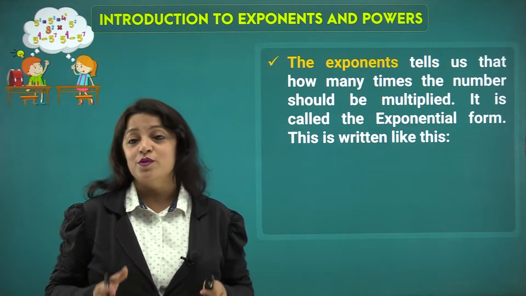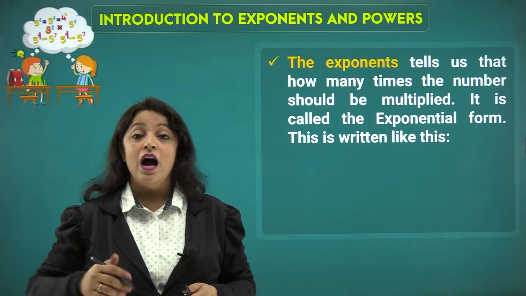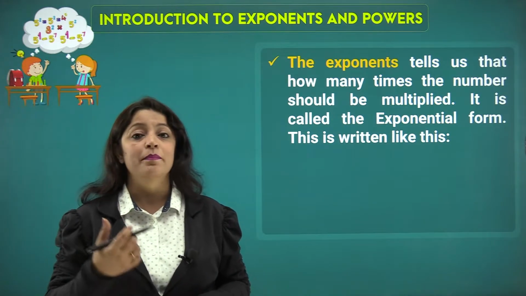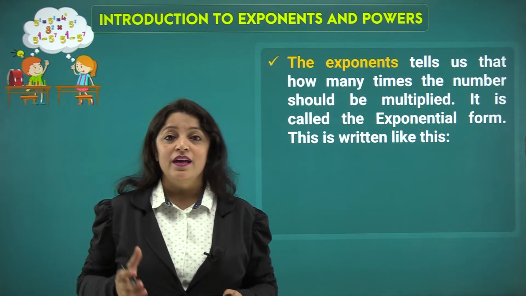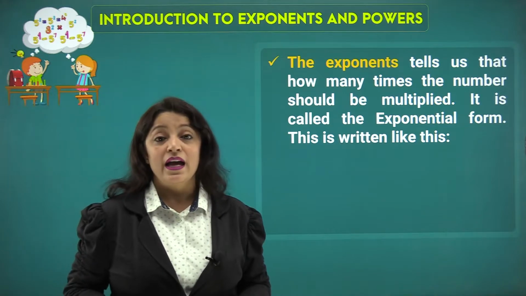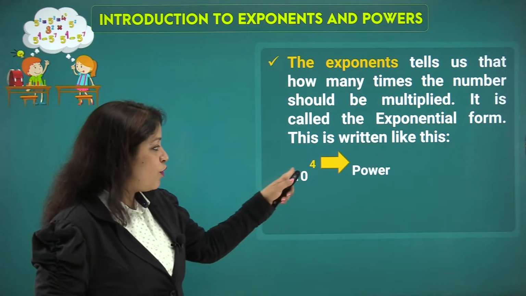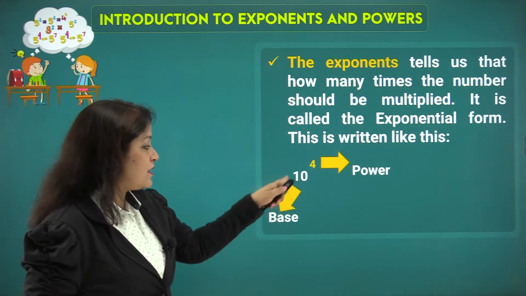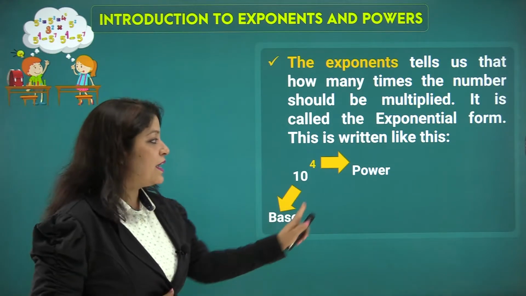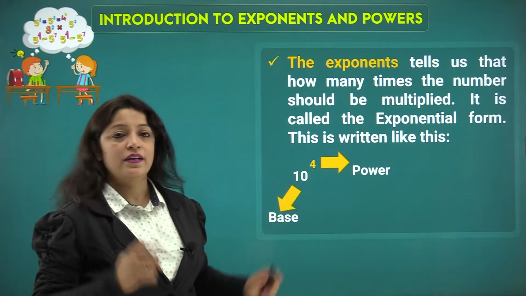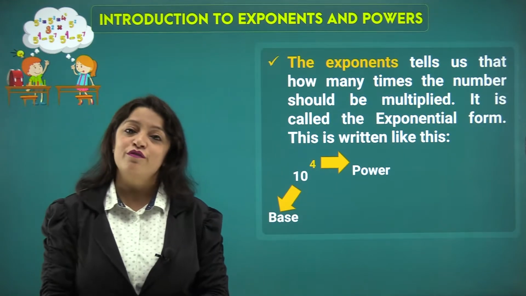Now, what are the exponents and what do they indicate? Here the exponent tells us how many times a particular number is being multiplied by itself, and we write the complete thing in an exponential form, and we can write it as, suppose 10 raised to the power 4. Here 4 is the power and 10 is the base. So any number can be written in exponential form with a base and a power. The whole format 10 to the power of 4, we call this form as exponential form.